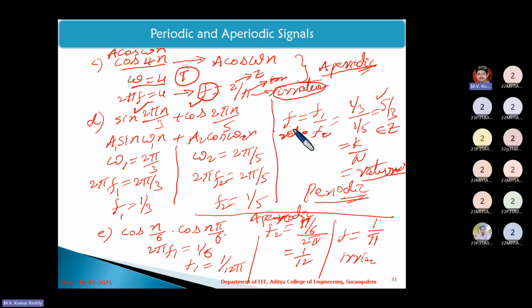Now what is the value of F? Fundamental period. LCM of F1 and F2. LCM of both.